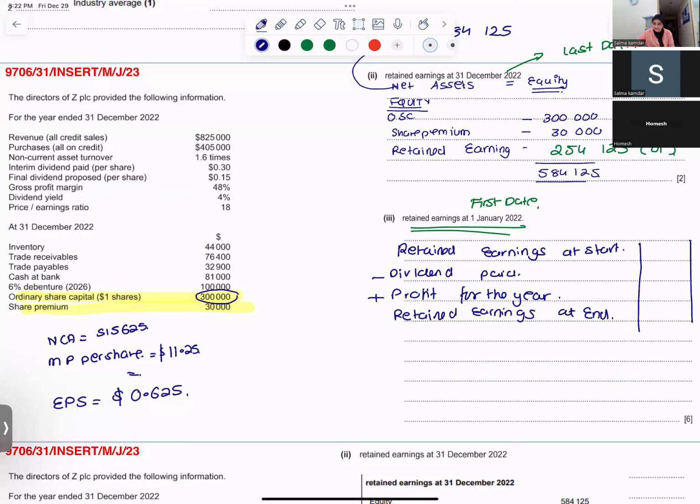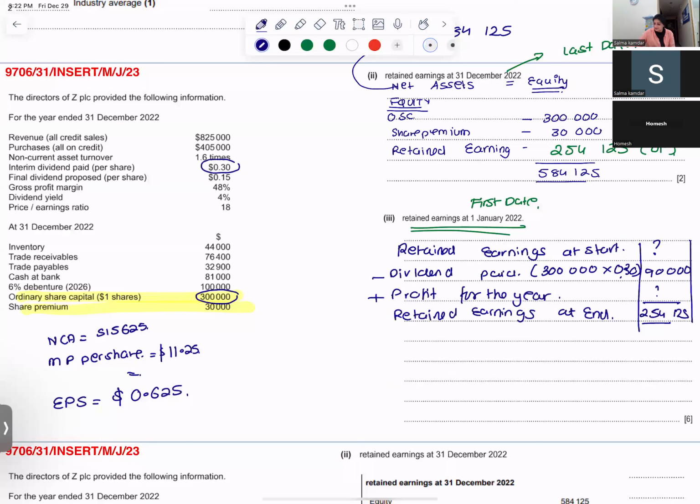So do you know your retained earnings at the end? Yeah, we know it, 254,125. Retained earnings at start you need to find. Do you know dividend paid? Yeah, 300,000 shares and the interim dividend of 0.30. So dividend paid would be 300,000 into 0.30. So it will come up to 90,000.